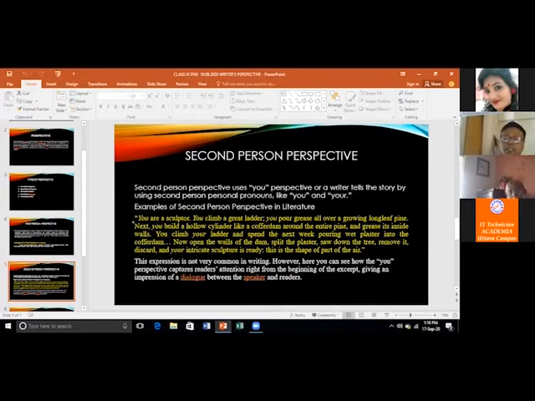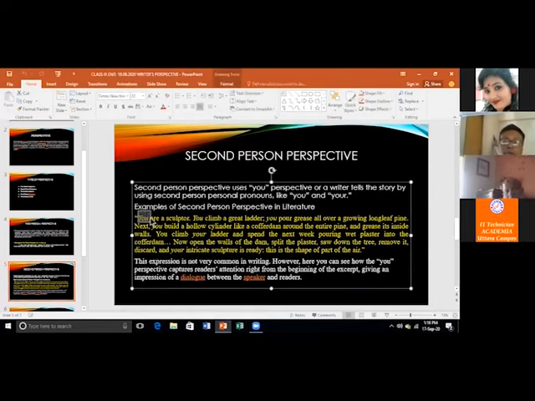You are a sculptor. And if we have a careful look at it, then it is clear for us that you is the second person pronoun and frequently used here. You is used in different sentences here. We can see. So obviously we can think it to be second person perspective.